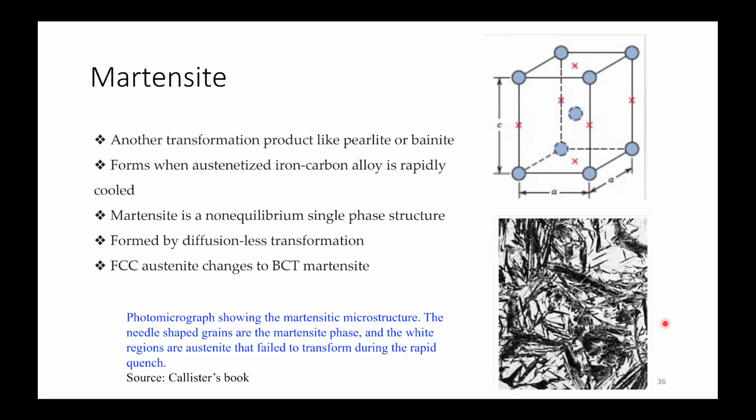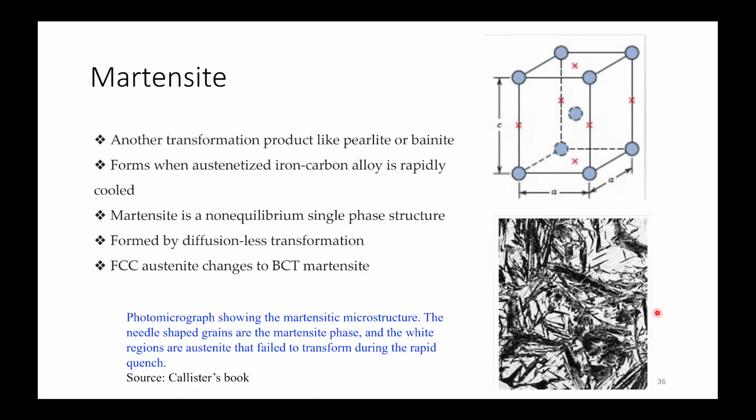The other structure is martensite, which is a BCT type of structure. Another transformation product like pearlite and bainite, it forms when an austenitized iron carbon alloy is rapidly cooled. Martensite is a non-equilibrium single phase structure. It is formed by diffusionless transformation, and in this case your FCC austenite converts into BCT type of martensite.